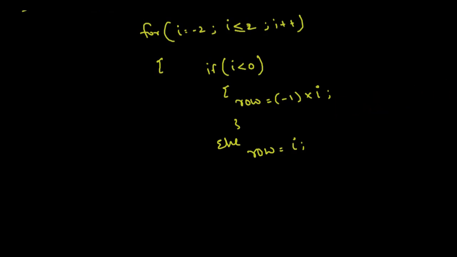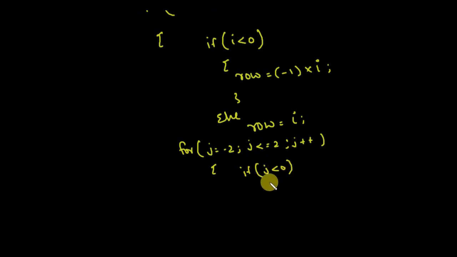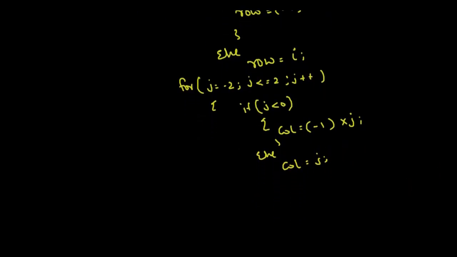And what about the column values? We'll see. Same for j equal to -2, j less than or equal to 2, j plus plus. Here, if j is less than 0, then I can write column equal to -1 times j, else column should be j. Up to here, what we did is, we converted negative values into positive values.